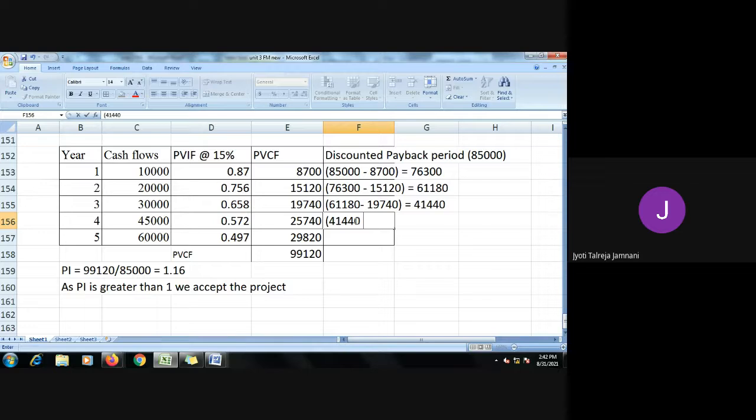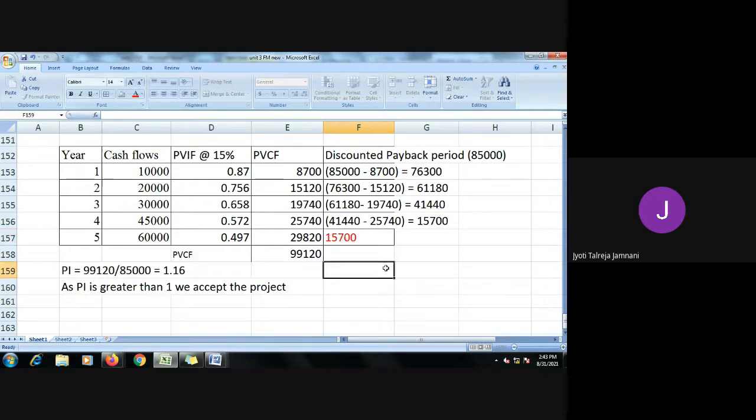Then next year, 41,440 minus 25,740, that's the next year cash flow. 25,740, you get 15,700. Now look here, next year all of you, we have a cash flow of 29,820 and we need only 15,700. So we will not take the full year cash flow here. What we need is 15,700, whereas it is 29,820. So how do we solve this kind of a problem?